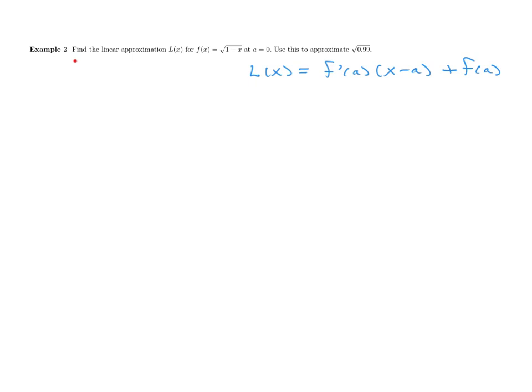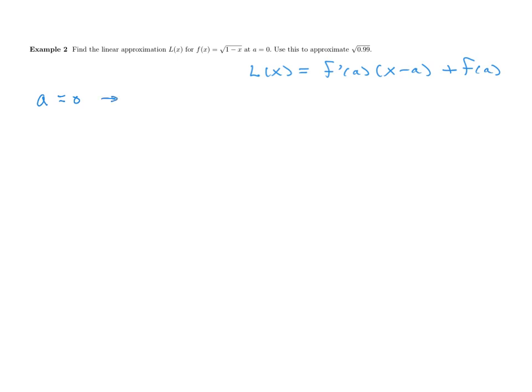In example 2, we're going to find a linear approximation L of x, so basically a linearization, for the function f of x is equal to the square root of 1 minus x at a is equal to 0. We will then use this to approximate the square root of 0.99. This example is pretty similar to the previous one, but this last part I think is going to look just a little bit different. So to start with, we're given that a is equal to 0.